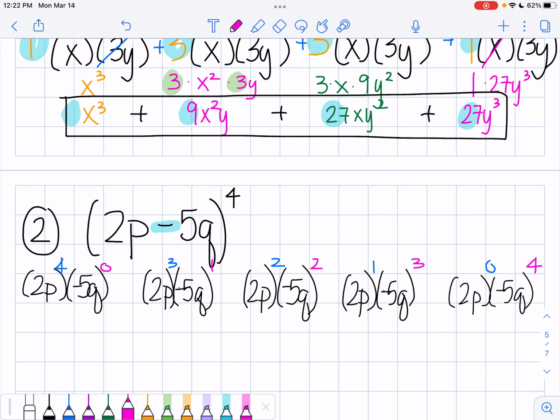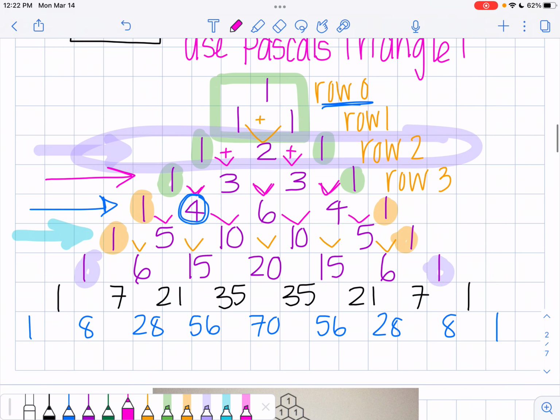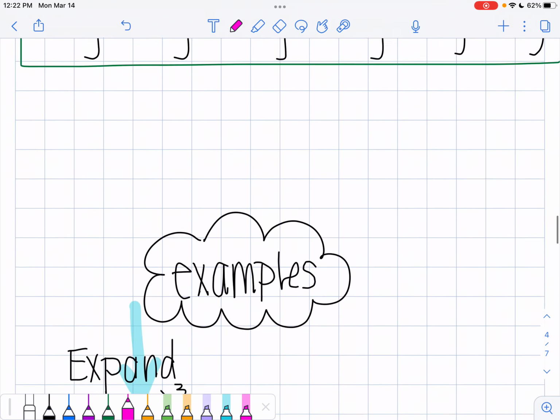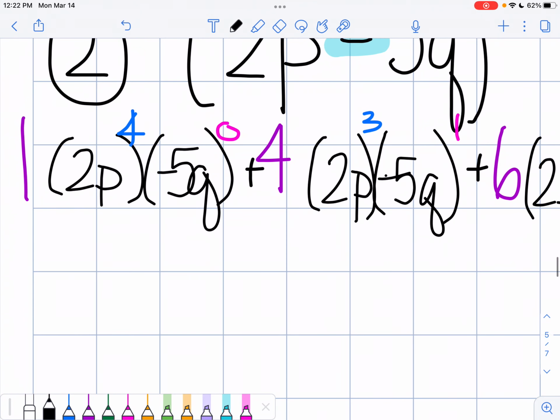And my coefficients. So I'm going to go to my Pascal's triangle. I'm going to look for row 4. So in row 4, I am right here. I'm at 1, 4, 6, 4, 1. Okay, and I'm going to throw a plus in front of each term. And now I'm going to simplify. Okay, we're going to do one at a time. We'll start with, I'm going to write with the color blue.